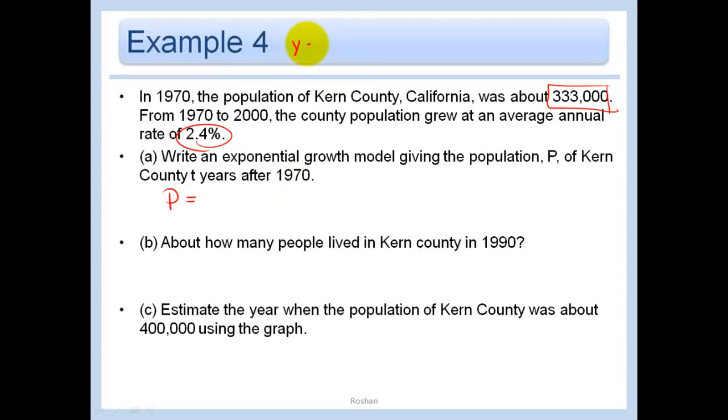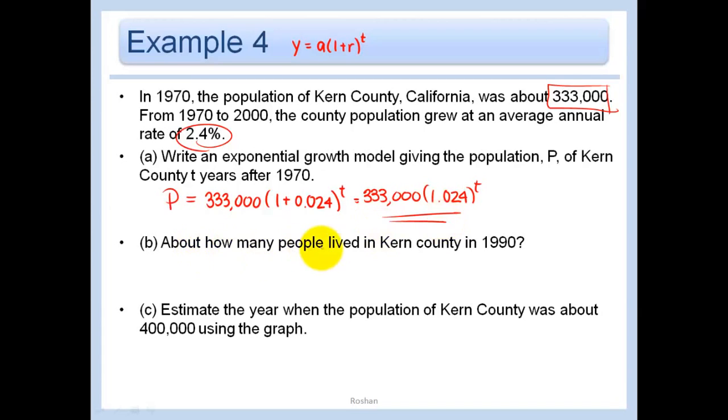Remember, we had y equals a(1 plus r) to the t power. So here the initial amount, A, was 333,000, and then we have 1 plus 2.4%, which is 0.024, to the t power. In other words, 333,000 times 1.024 to the t.